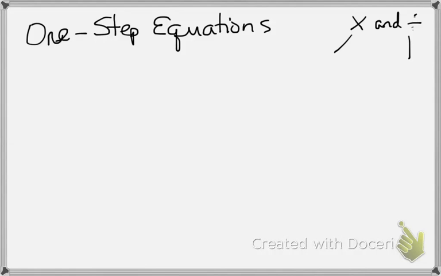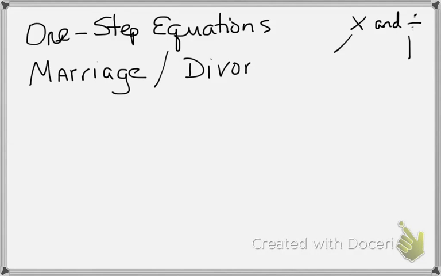M will also stand for the word marriage in my little story. Now I taught you guys bikini law. M stands for marriage, and D stands for divide and for divorce. So I'm going to talk about marriage and divorce today with our equations. Let me give you my first example.